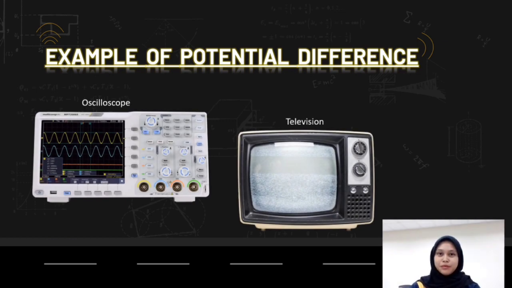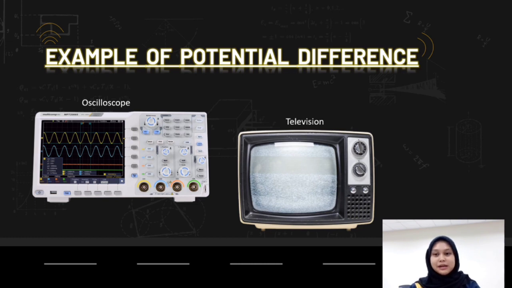Another example of potential difference is, in the first picture, an oscilloscope display, which shows a graph of an electrical signal. This oscilloscope is often used in hospitals. This device can determine the time and voltage value of the signal. How does it work? The electron beam is deflected by uniform electric fields between the deflection plates before hitting the phosphor screen. These electric fields are produced by applying a voltage signal to the inputs of the oscilloscope.